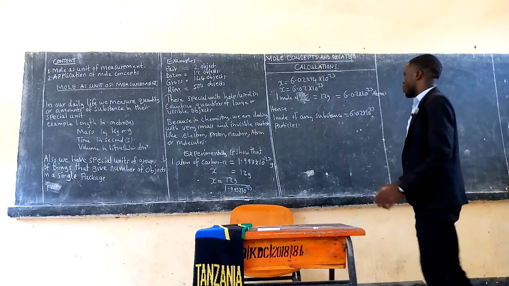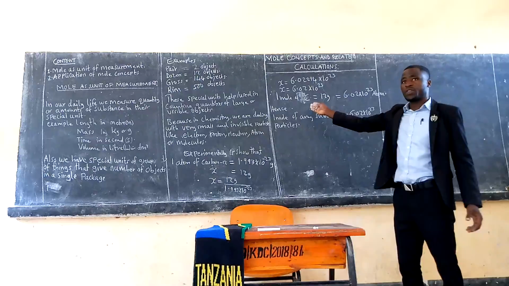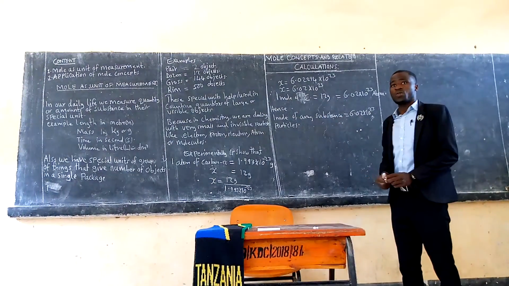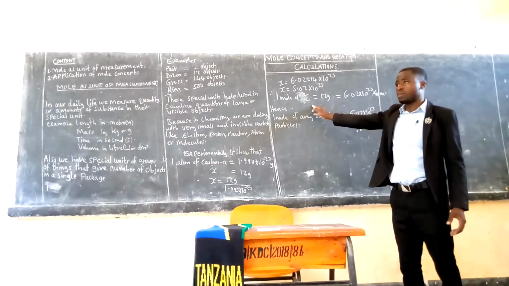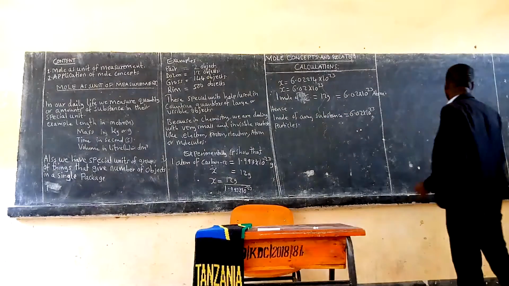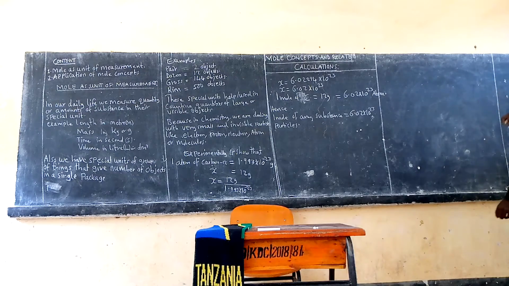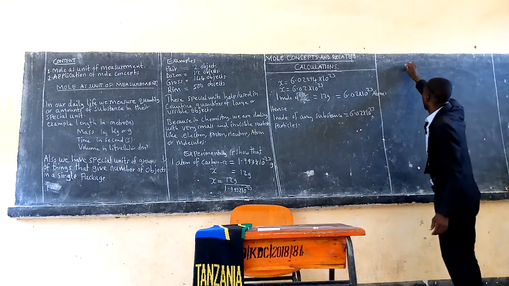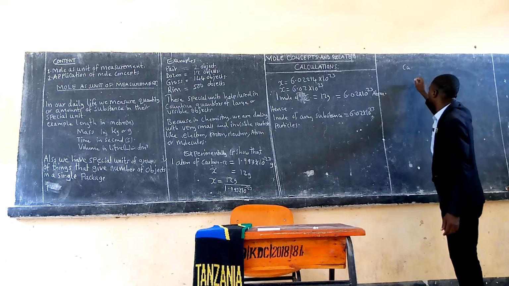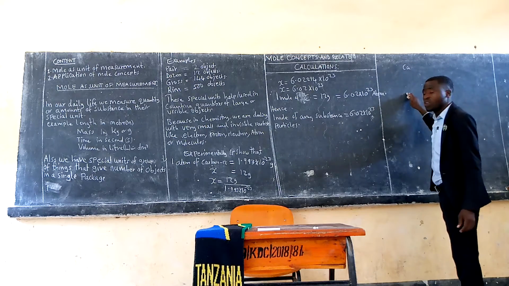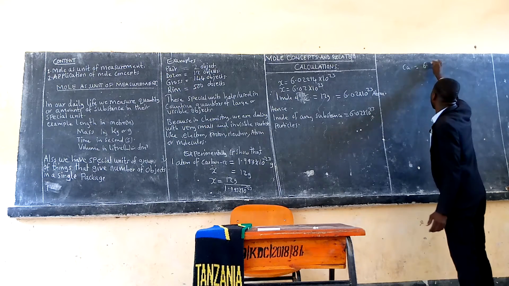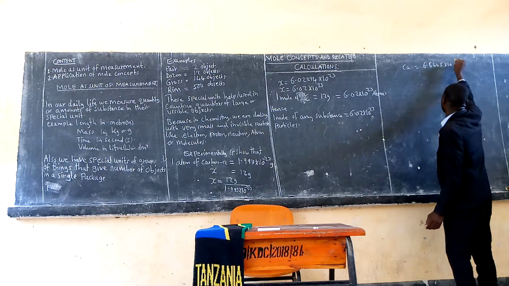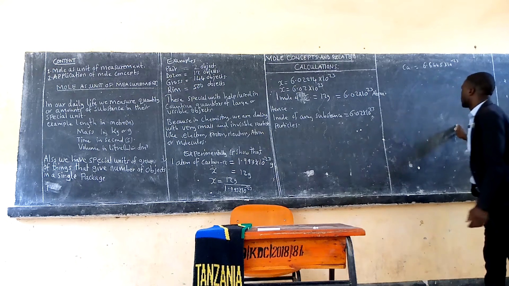Now, because carbon has been used as a standard reference, we can consider this by studying calcium. We know measurements show that 1 atom of calcium is equal to 6.6445 times 10 raised to negative 23 grams.